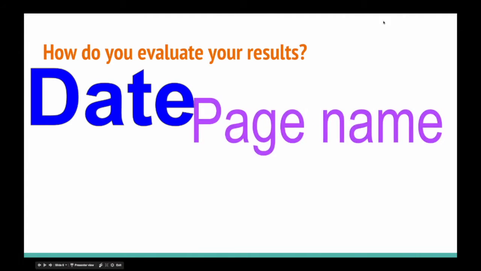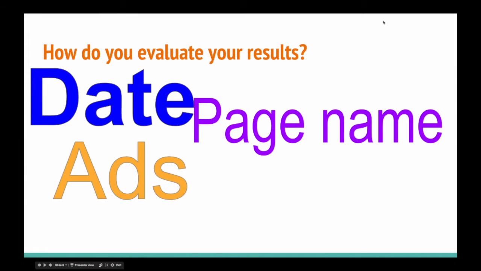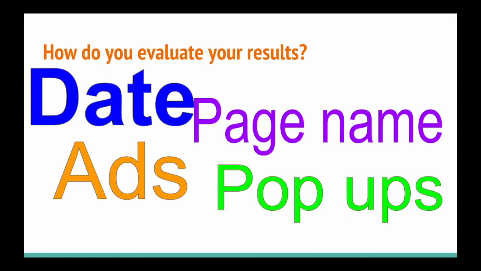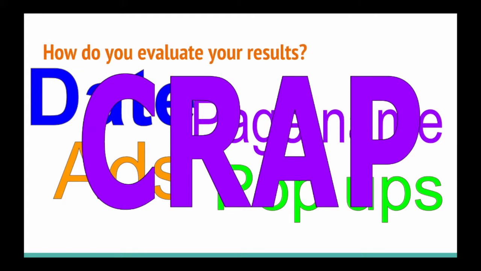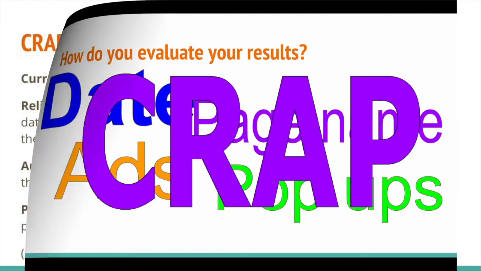I have a look at the date, look at the name of the page, look to see if it is filled with ads, and if so, I don't want to use it and we'll move on. Or is there a pop-up and then it takes me off on a totally different path? One useful way to remember how to evaluate results and sources that we will look at closer is using the CRAP test. This includes currency, reliability or relevance, authority, and purpose or point of view. Let's take a closer look.